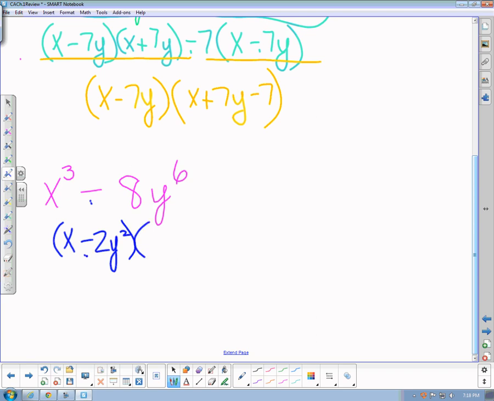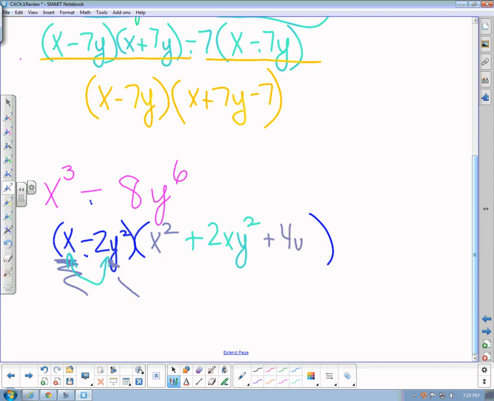Then the other part has 3 terms to it. The first one is the first thing squared. The second term is these two things multiplied together with the opposite sign, so it would be plus 2xy squared. And the third thing is going to be that squared, which is going to be a plus 4y to the 4th. That is how you factor perfect cubes.